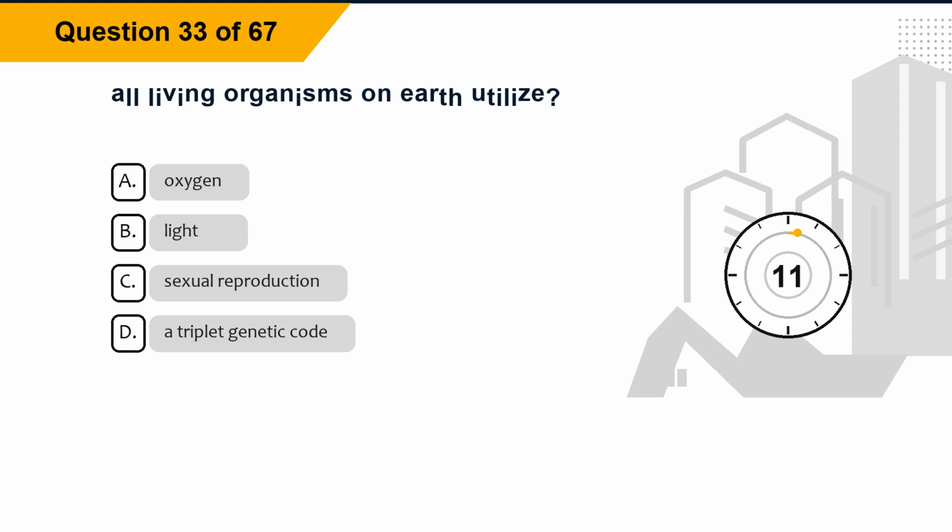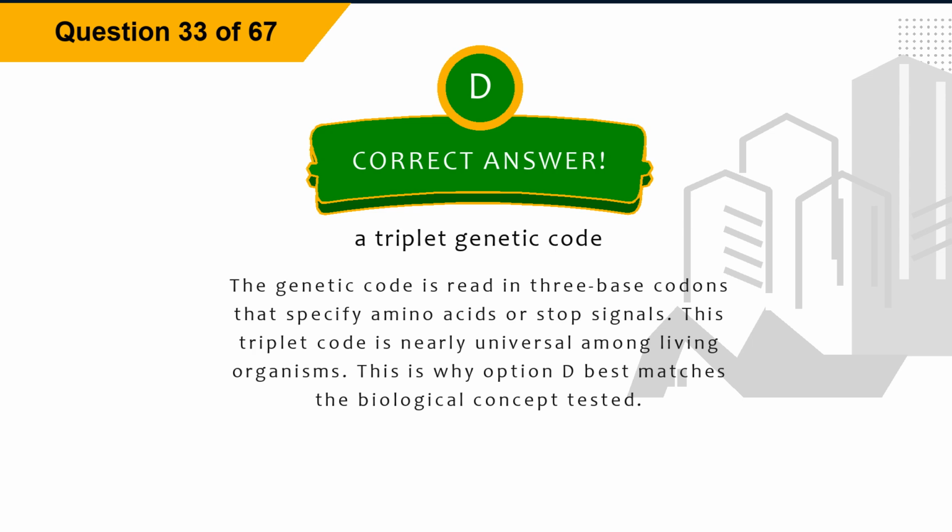Question 33. All living organisms on Earth utilize: Option A, oxygen. Option B, light. Option C, sexual reproduction. Option D, a triplet genetic code. The correct answer is option D, a triplet genetic code. Explanation: the genetic code is read in 3 base codons that specify amino acids or stop signals. This triplet code is nearly universal among living organisms. This is why option D best matches the biological concept tested.